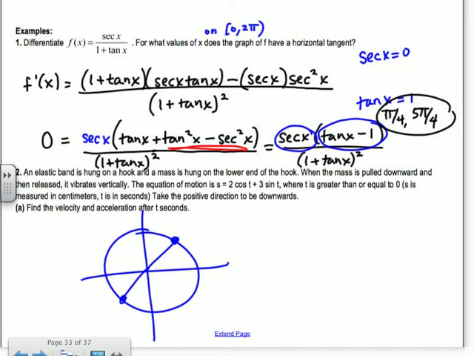Okay, now when's secant x equal to 0? So what is secant? 1 over cosine. So we're saying, when do we have 1 over cosine of x equal to 0?